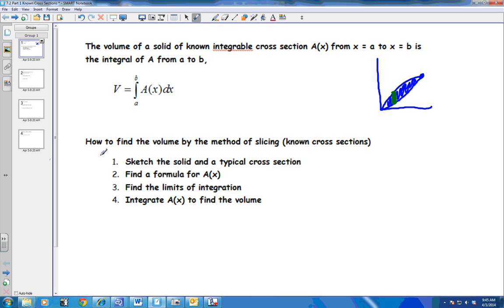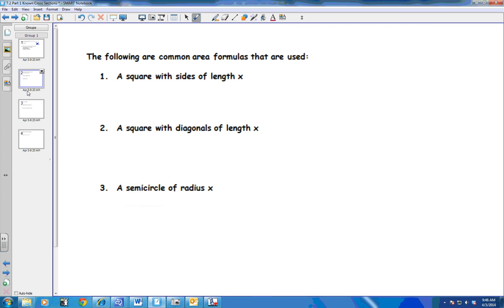Okay? So how to find the volume by the method of slicing or cross-section. Sketch the solid in a typical cross-section. Find a formula for the area. Find the limits of integration, and then integrate the area to find the volume. So the first thing we're going to do is just practice area formulas. And I know this seems pretty simple, but it gets maybe a little confusing when you're not used to just a normal area formula. All right, so the following are common area formulas that are used.